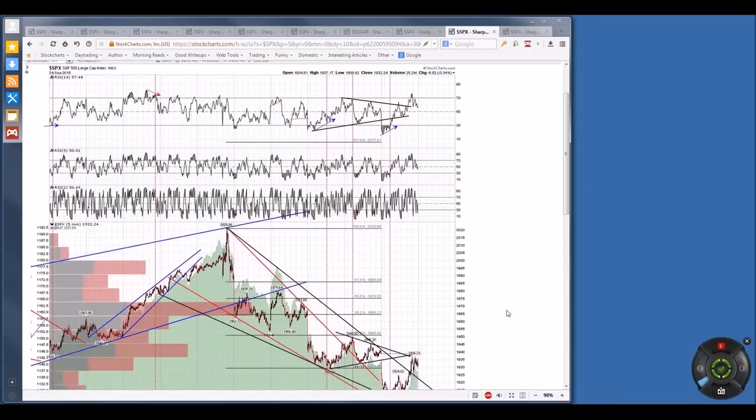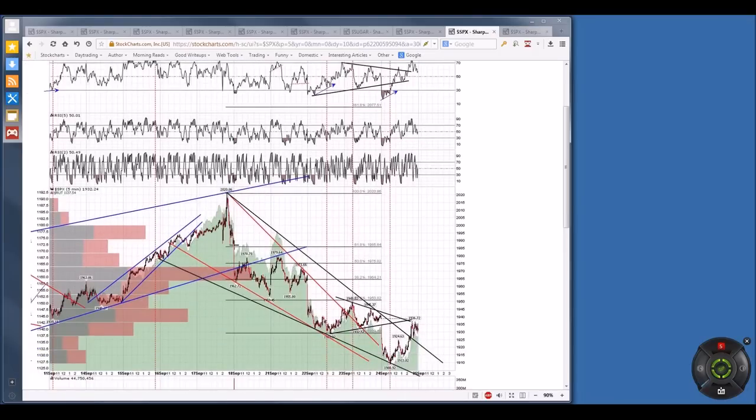This is SPX. In red is the little falling wedge I was looking at yesterday. We broke up to the 23.6 and it broke down. We formed a triangle. I posted, I can't remember whether I posted on Twitter last night, I posted in our charts that we sent out to subs.